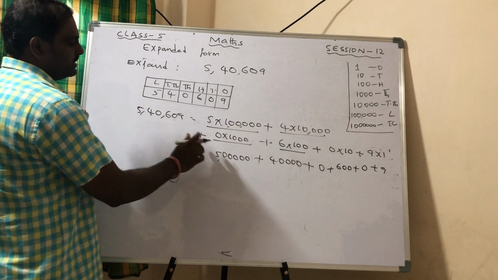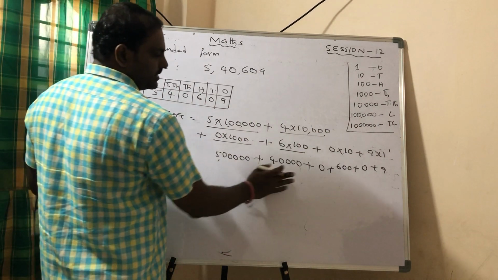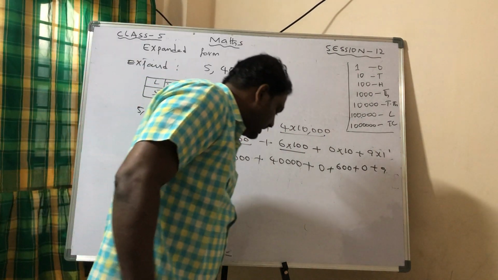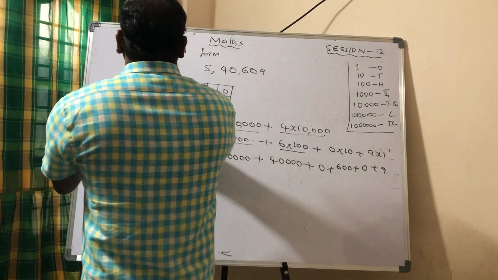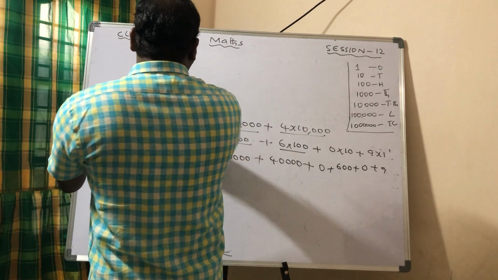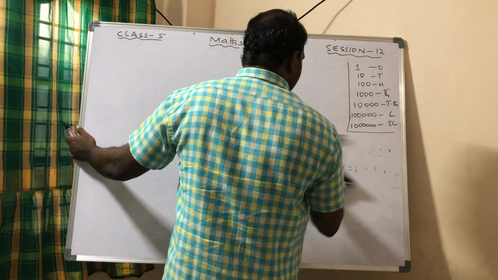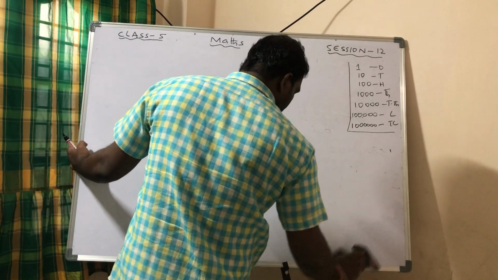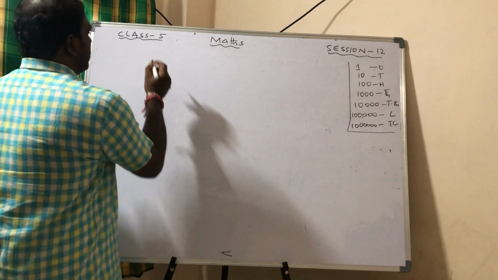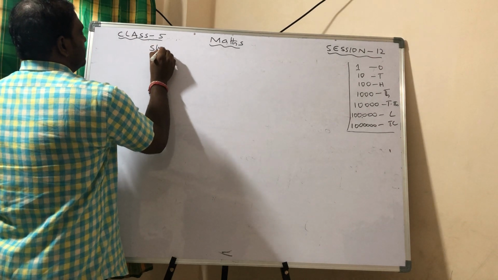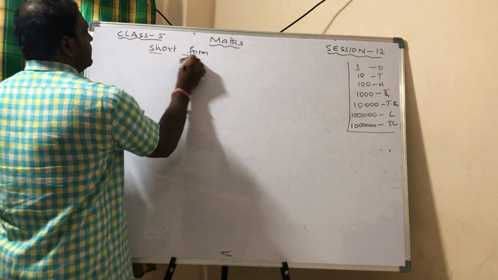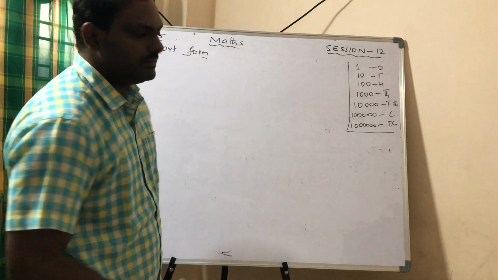Now 5 lakhs 40,609 units is 5 lakhs plus 40,000 plus 600 plus 9. So this is the way to write whenever a number is given, that is, writing in the expanded form. Okay. Next, I'll go for the next one. What is the second topic we have to know? Short form. This time he will give the expanded form, and we have to write in the short form, right?